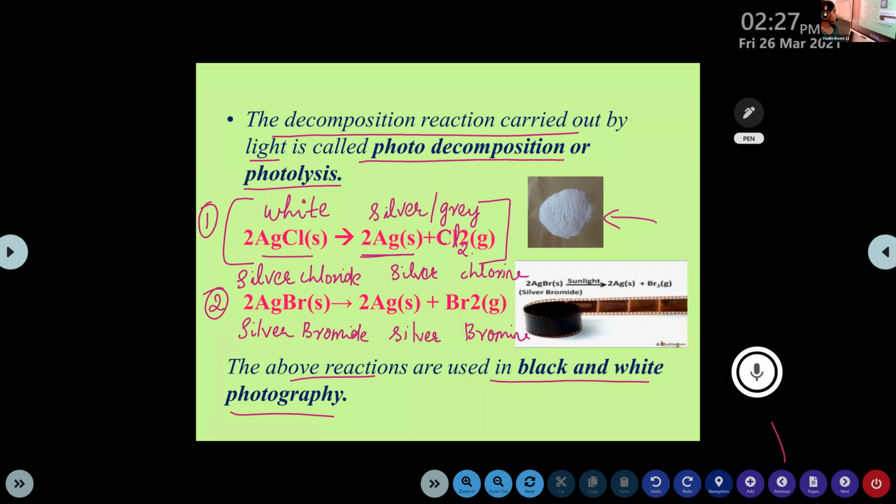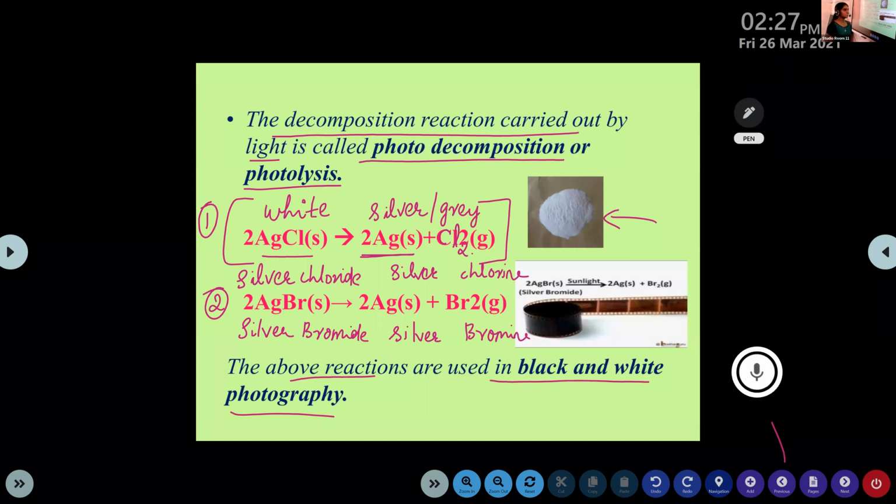Justin, please unmute. Can you read the second equation, second example? You read the chemical equation. 2AgBr(s) gives 2Ag(s) plus Br2(g). Okay, Br2(g). What's that g and s in the brackets?